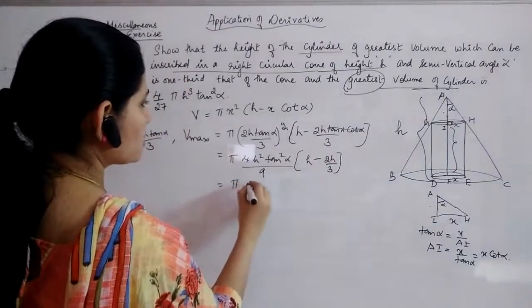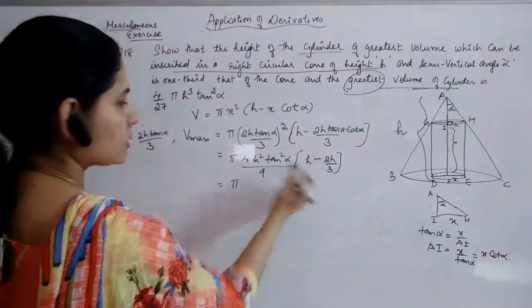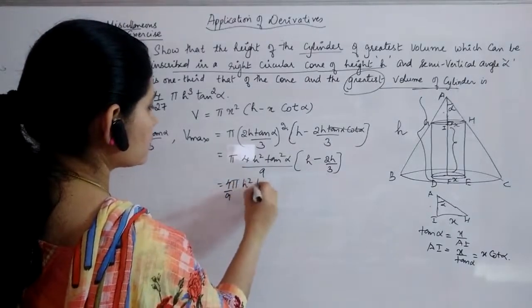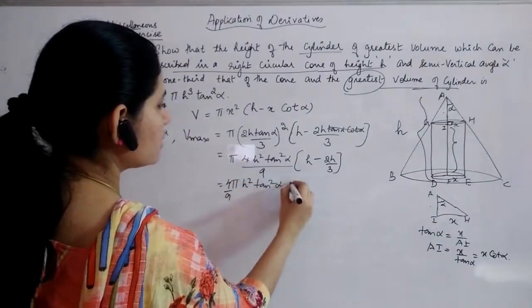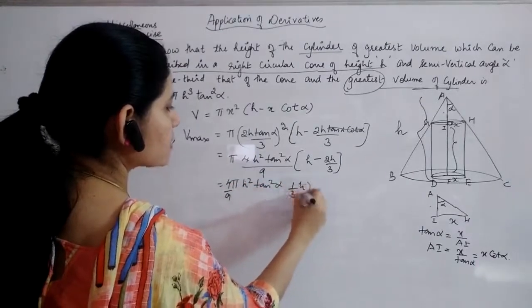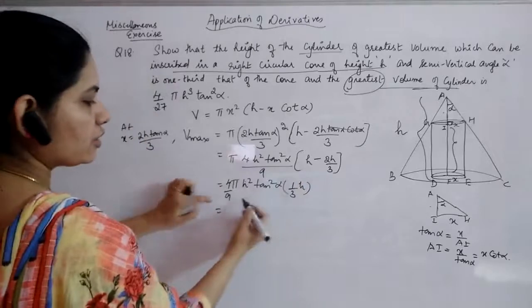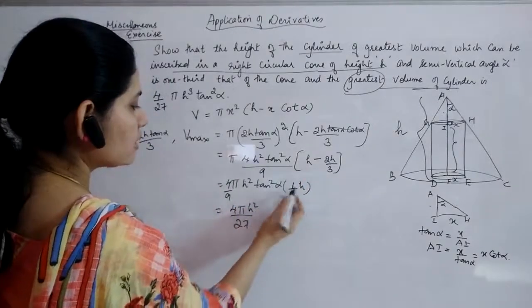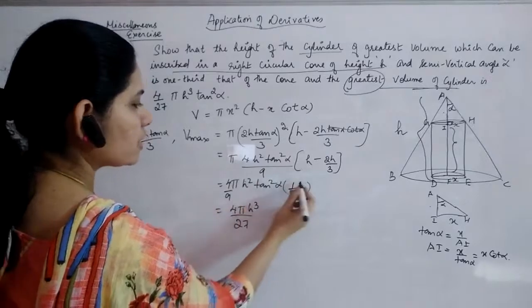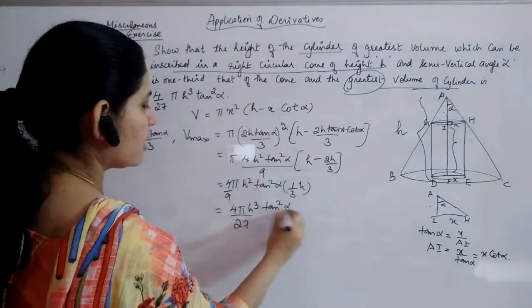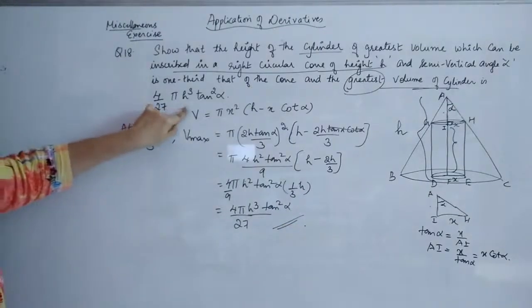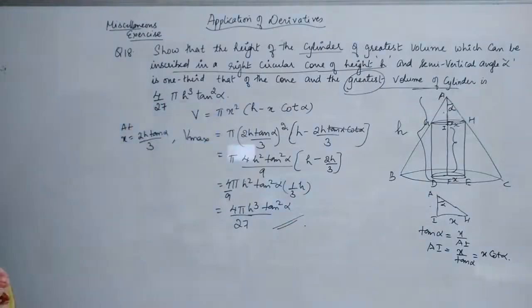So this will give you how much? 1 by 3 h, 4 by 9 into h square tan square alpha. This is 1 by 3 h, right? So here in the denominator it will become 27, numerator 4 pi, h square into h, which is h cube, and tan square alpha. This is what you need. You just see, 4 by 27 pi h cube tan square alpha will be the maximum volume.